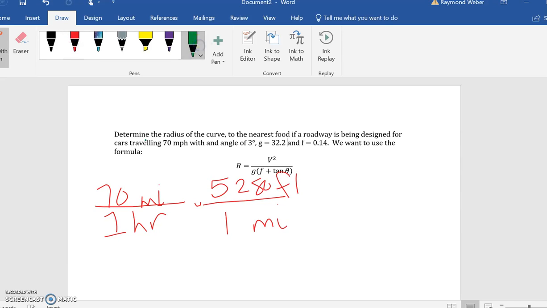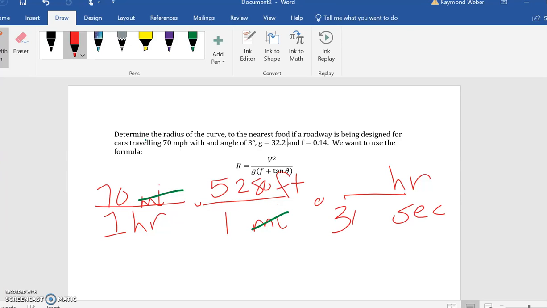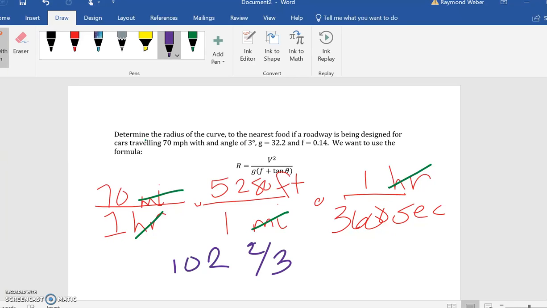Notice I want to be able to cancel out the labels I don't want, so they should always be opposite. That's going to tell you what goes on the top and what goes on the bottom. Then over here, I'm going to put my hour up here, and I want to end up in seconds. And there are 3,600 seconds in 1 hour. So these are also going to cancel out, leaving me the feet per second I want. I have to go across here and do 70 times 5,280, and then divide by 3,600. So I have 102 and 0.7 repeating, so 2/3. I like to be as exact as possible so that I can put it in there, and this is feet per second.